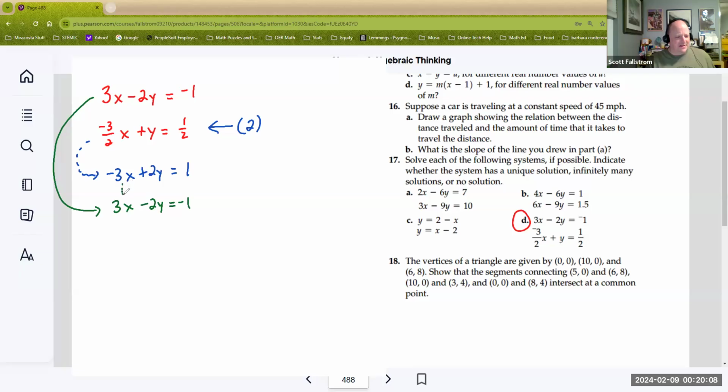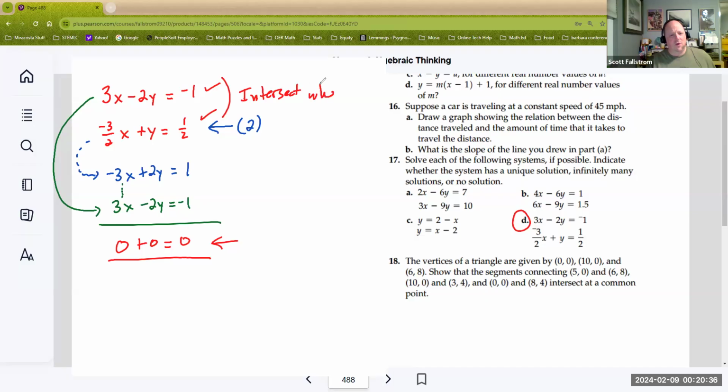Now what I can see is these line up perfectly, so I could eliminate them by combining like terms. -3x plus 3x gives me 0. Boom. And plus 2y minus 2y, that would be a plus 0. And 1 minus 1 gives me a 0. And now take a look at this statement. The lines that we saw up top, those two lines will intersect when 0 plus 0 equals 0.